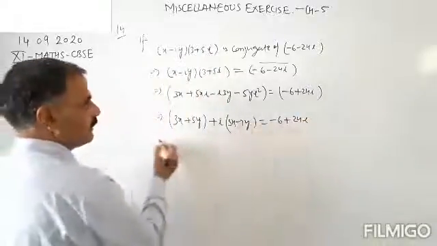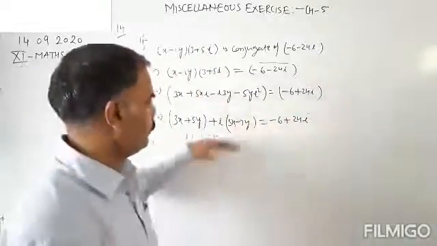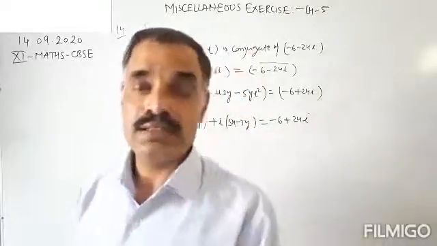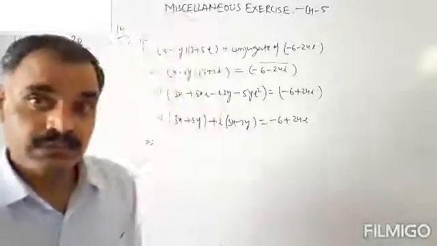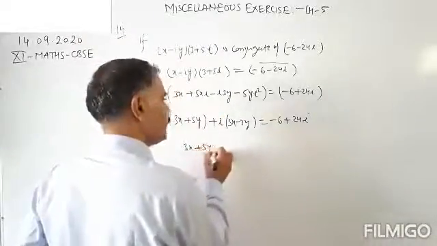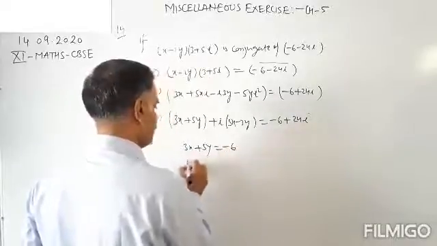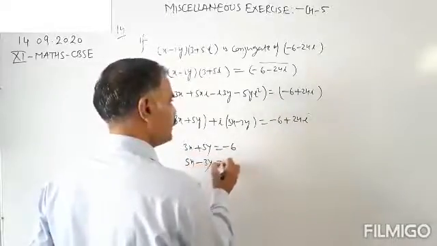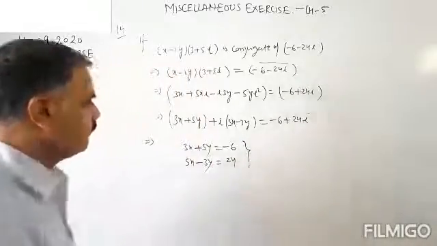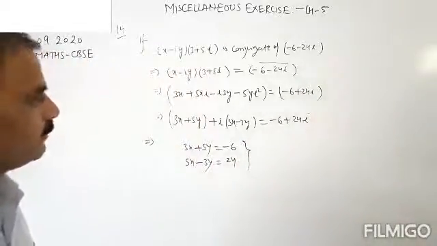Now we are equating the two complex numbers. Real part equals real part and imaginary part equals imaginary part, that is, 3x plus 5y is equal to minus 6, and 5x minus 3y is equal to 24. Okay, so after solving this we will get the values of x and y.